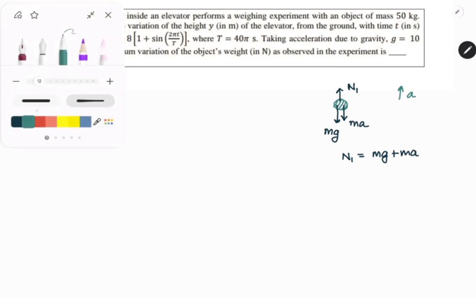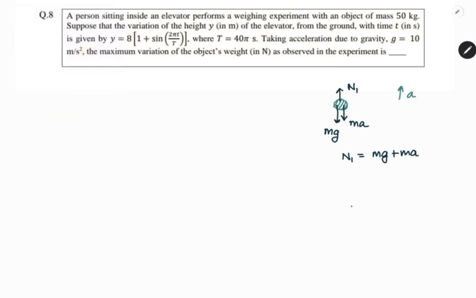Now in the second scenario, if the acceleration is in the downward direction, then we will have a pseudo force ma in the upward direction, gravitational force mg in the downward direction, and the normal reaction force N2 in the upward direction. So N2 will be written as mg minus ma.